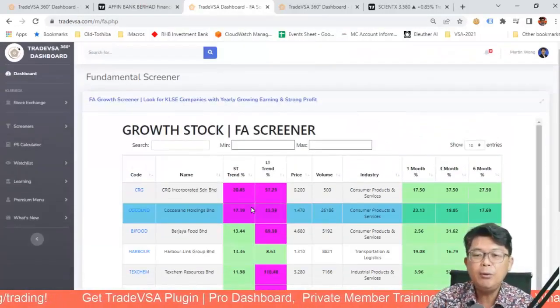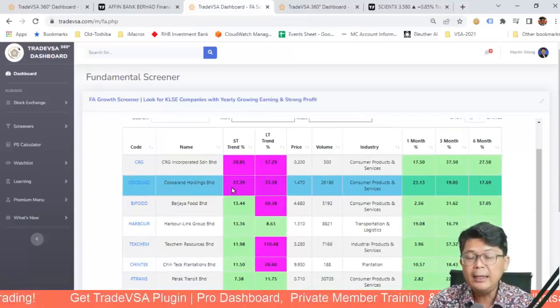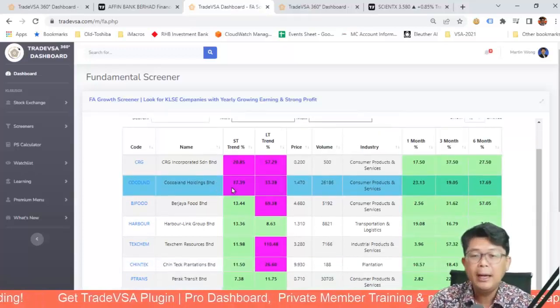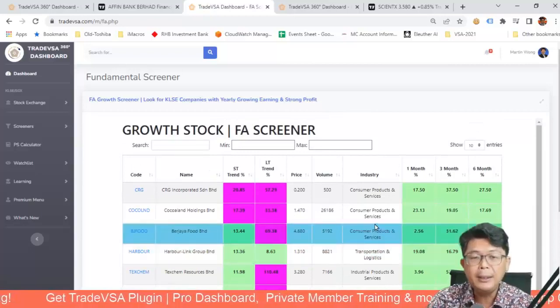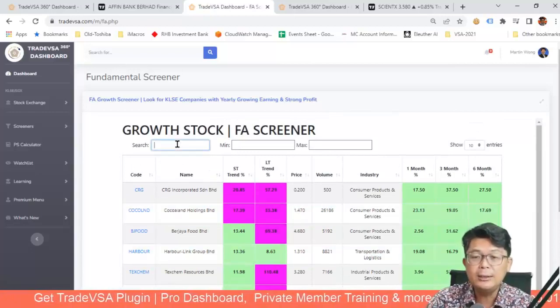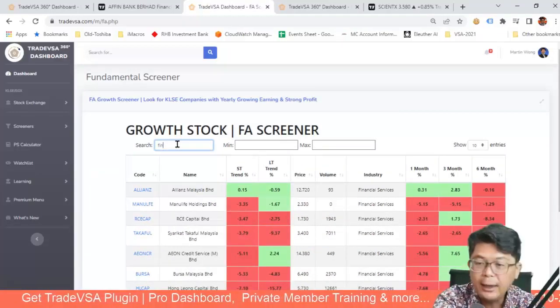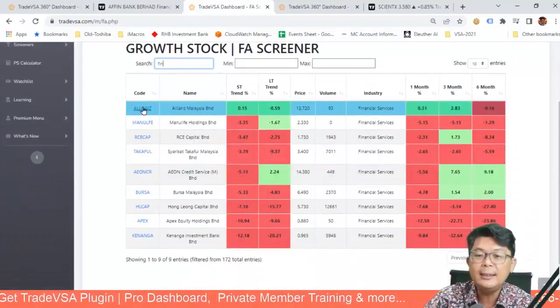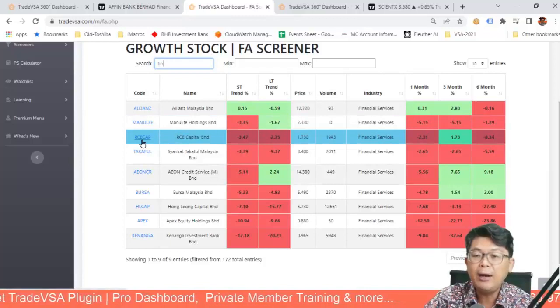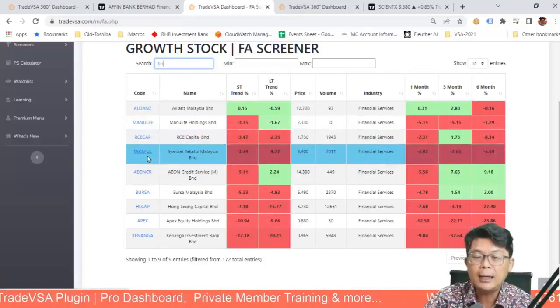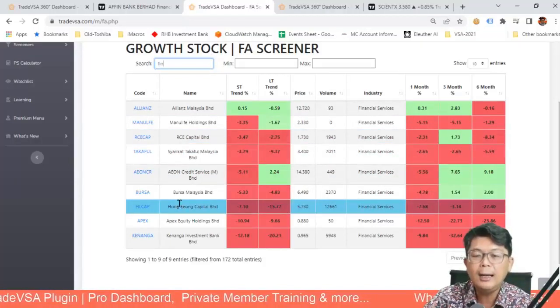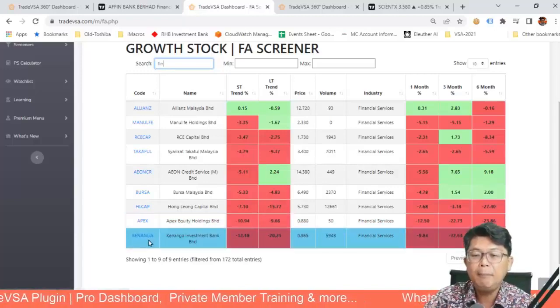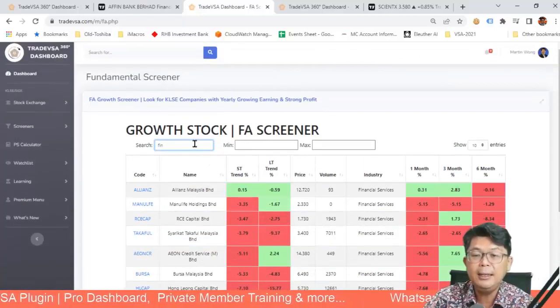And of course, one of the things that we want to look at is if you have any particular interest. For example, hey, I want to know a certain company, maybe the banking stock. Is there any banking stock here? So you put in finance. Yes, we have finance. You can see some of the growth in finance is Allianz, Manulife, RCE Cap, Takaful, Aeon, Bursa, still considered financial services, Apex, and Kenangan. So you can just type it in here.